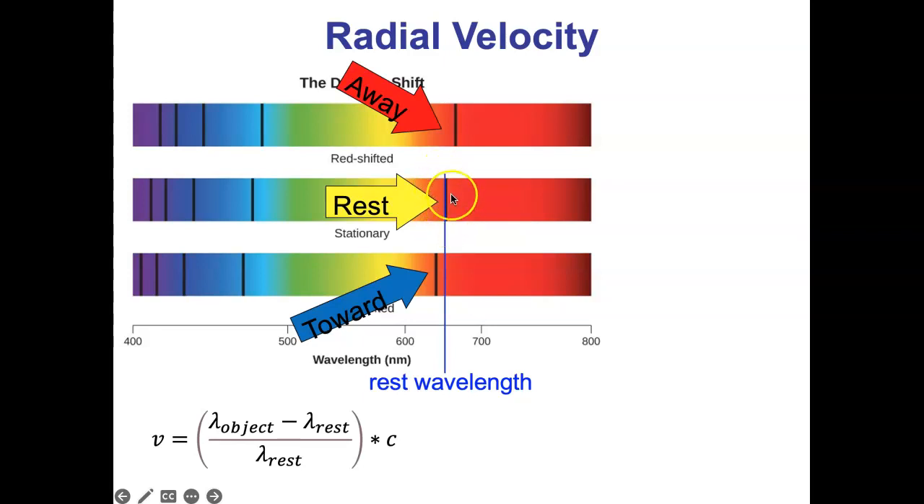Hydrogen always absorbs light at that wavelength, and so you take the rest wavelength, meaning the wavelength that hydrogen absorbs that light when hydrogen's at rest. And then you measure, okay, but what is the wavelength of that line for the object I'm looking at? For the star, or the nebula, or the galaxy, or the whatever.